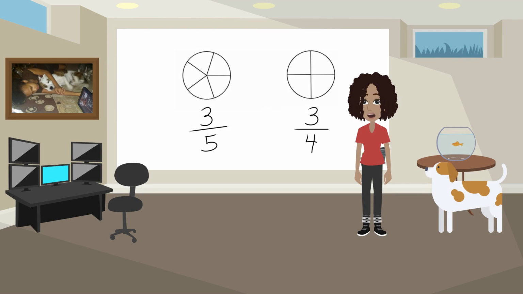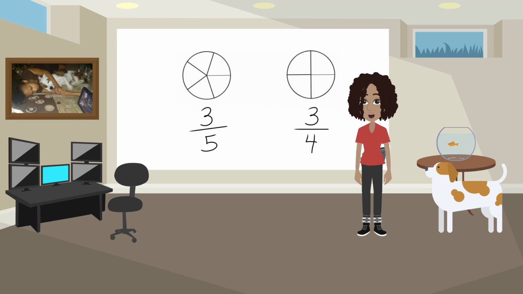Let's compare 3/5 and 3/4. Remember, the denominator shows how many equal parts make up a whole. The shape on the left has 5 equal parts. The shape on the right has 4 equal parts. Are fifths greater than or less than fourths?